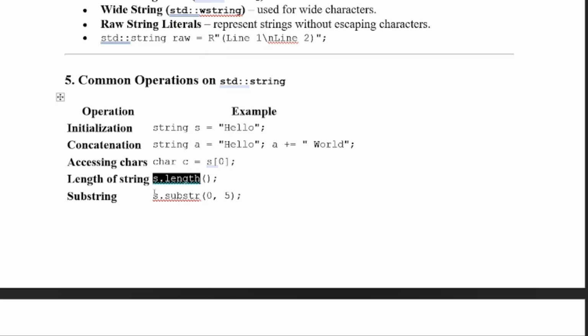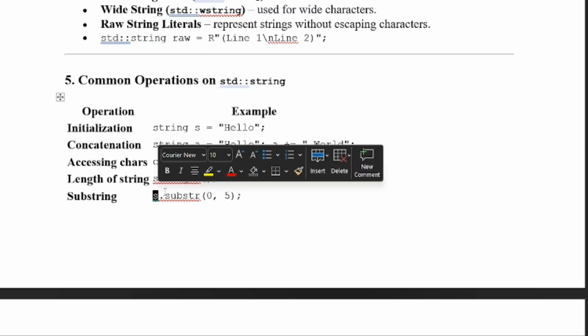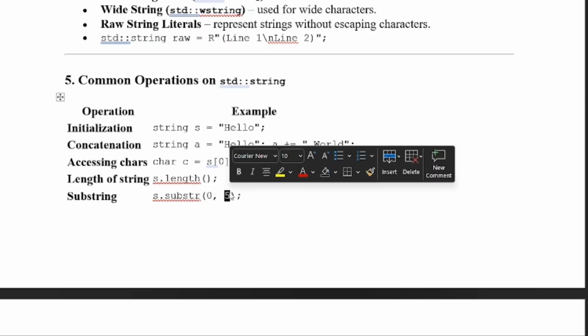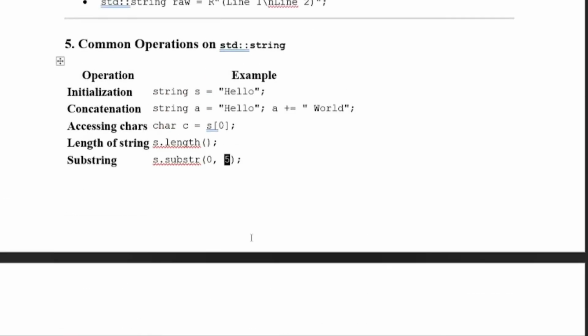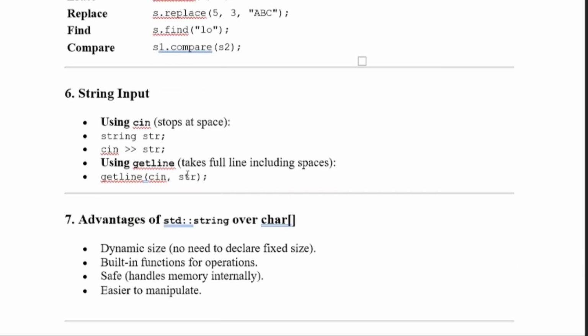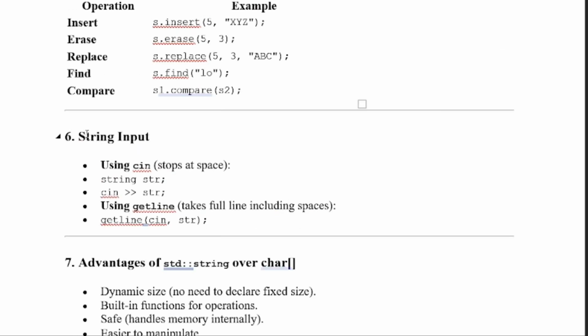And for the substring, you write the string name first, then this substr function, with the starting position and the ending position. Next one is insert. Insert is basically used to insert an element, and the erase function deletes some element by using the index value. Next is replace. Replace basically replaces the value, the find function is used to find any character, and compare is used to compare strings.